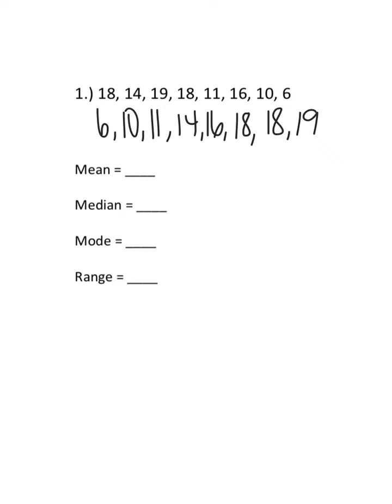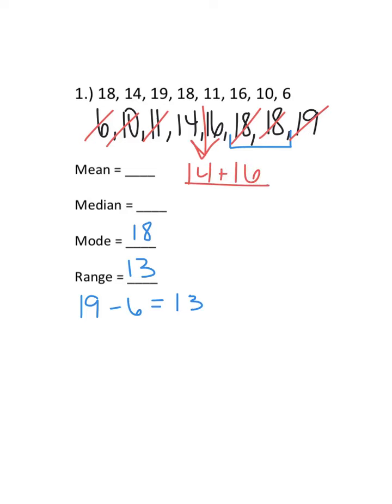So I listed my numbers in order from least to greatest. I'm going to go ahead and find my range. 19 minus 6 would get me an answer of 13. So my range would be 13. My mode, which is the number that appears the most, it looks like it's 18 because that appears 2 times. To find my median, I'm going to cross off my numbers. And I have a 14 and a 16 in the middle. So I'm going to add 14 plus 16 together and then divide by 2. So I get 30 divided by 2, which would be 15. So my median is going to be 15.